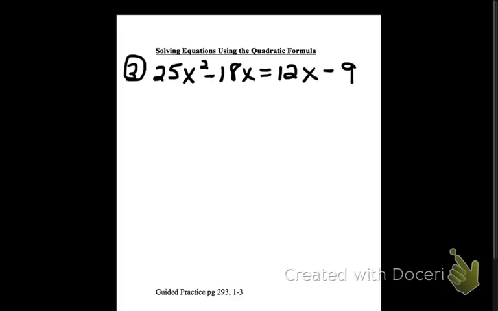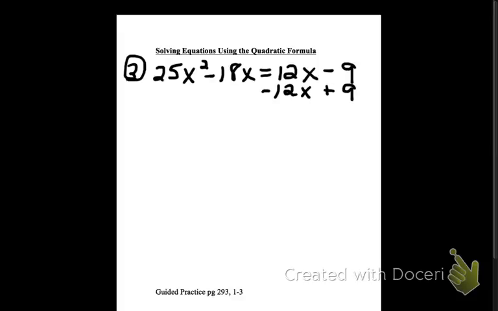Again, going through my methods of solving quadratics, I know I have factoring, which might be a possibility, square roots, which is not a possibility because of the x terms, and quadratic formula. So because I have two possibilities and they both involve setting equal to 0 to start, we're going to do it that way. We're going to subtract 12x and add 9 to move everything to the left side.